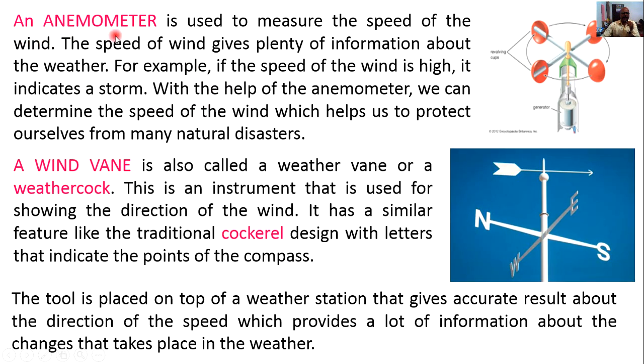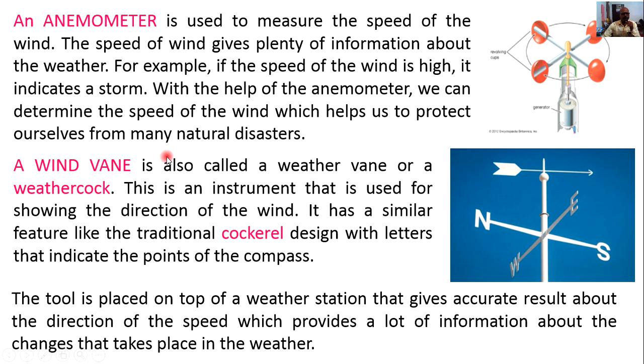Similarly, an anemometer is used to measure the speed of the wind. The speed of wind gives plenty of information about the weather. For example, if the speed of the wind is high, it indicates a storm. With the help of the anemometer, we can determine the speed of the wind, which helps us to protect ourselves from many natural disasters. In fact, from this we can get information about various types of natural disasters beforehand.